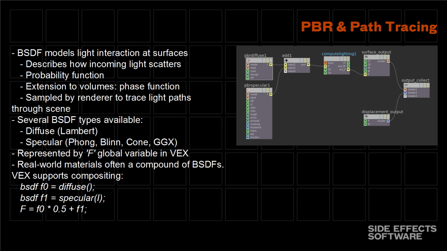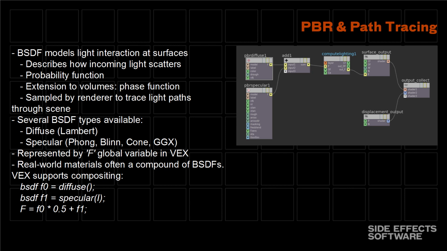If you look at the bottom of the slide, BSDF F0 equals diffuse. And again, we saw that through the shader example previously where diffuse returns a Lambertian BSDF. We have a second BSDF being created, F1 equals specular with the incident I ray for the impulse. And so we take those two BSDFs and mix and match them. So F is the output. F equals F0 times 0.5 plus F1. So the diffuse BSDF is being weighted by 0.5, then being added to the specular BSDF.